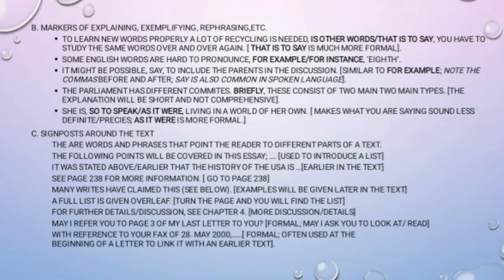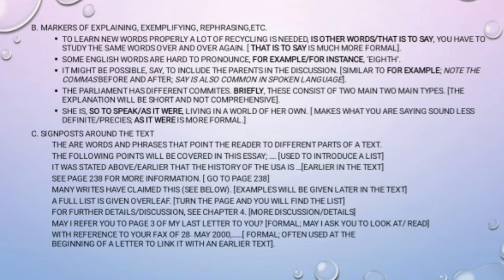B. Markers for explaining, exemplifying, refreshing, etc. To learn new words properly, a lot of recycling is needed. In other words, or that is to say, you have to study the same word over and over again. That is to say, is much more formal. Some English words are hard to pronounce. For example, or for instance, egg.